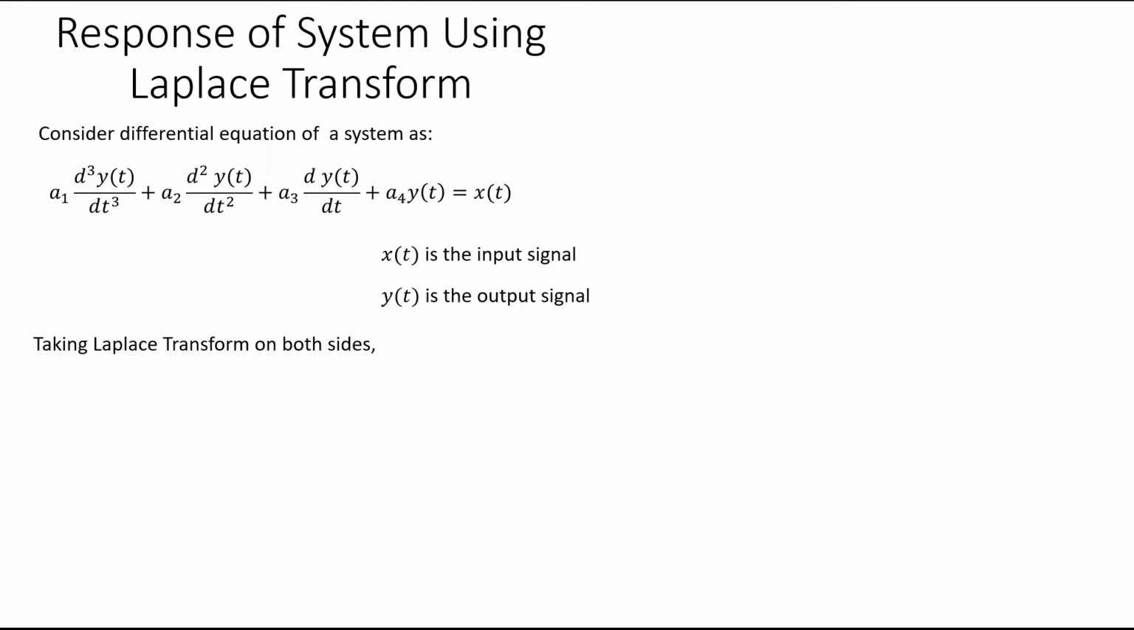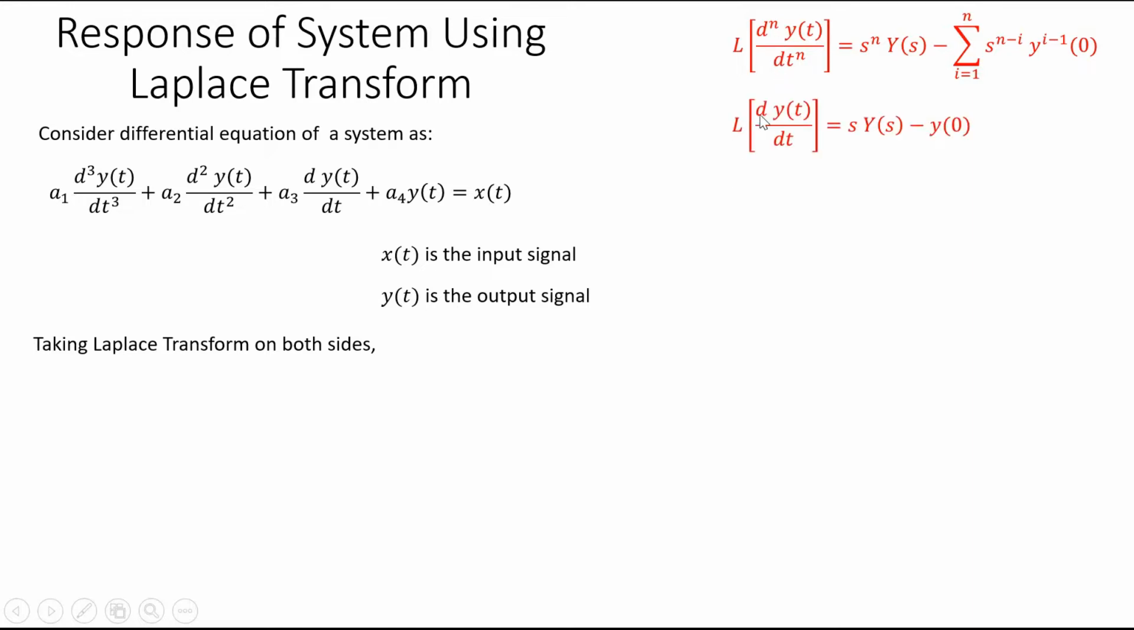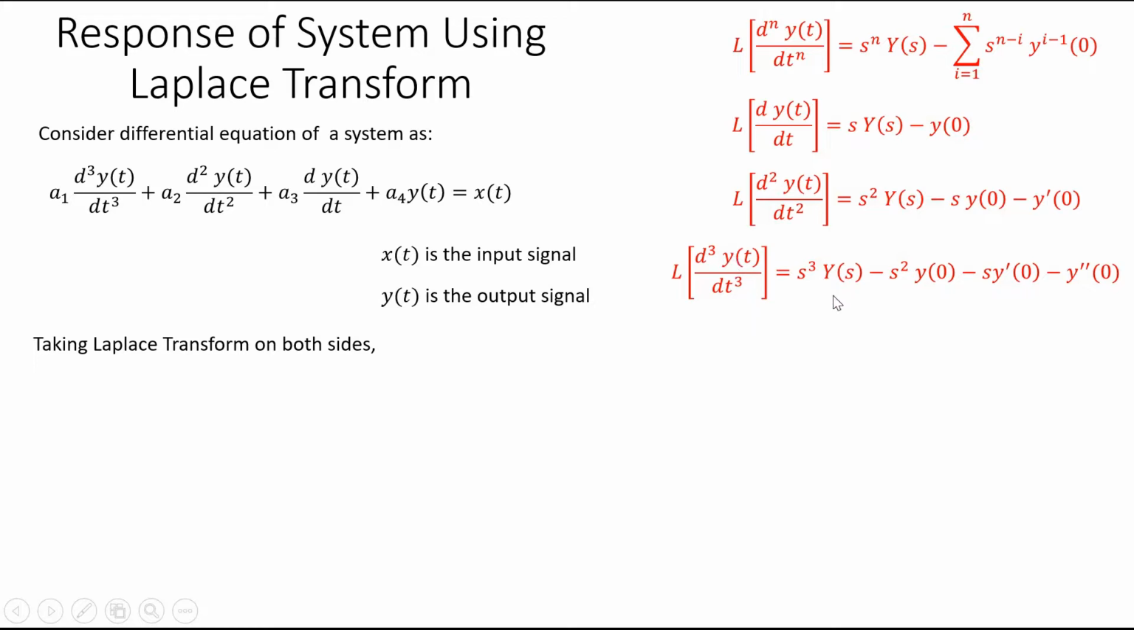So taking Laplace transform on both sides, we can take the Laplace transform of the differential equation. This is the equation for finding Laplace transform of nth order differential. So using this, we can find the Laplace of d by dt of y of t as s y of s minus y of 0, where y of s is the Laplace of y of t and y of 0 is the initial value condition. Similarly, for Laplace of d square by dt square of y of t, y of 0 and y dash of 0 are the initial conditions, and for third order differentiation, as in this equation.